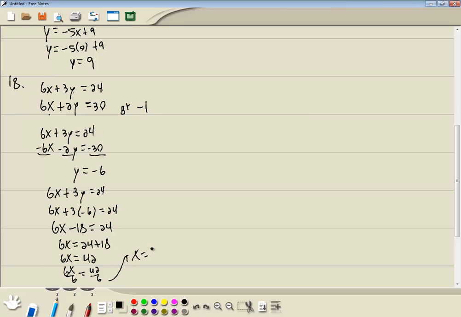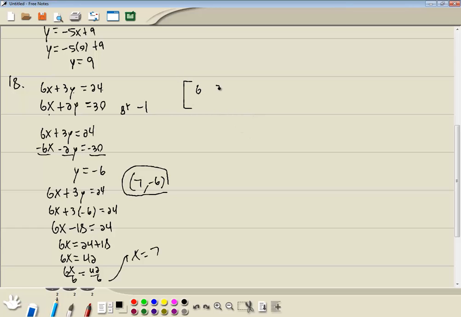And we get x is equal to 7. So our answer would be 7, negative 6. You have to make sure you put the x first and the y second. Sometimes I'm bad about that, and I don't catch myself doing that. This time I did, but not always. Okay. Let's do it on the calculator now.